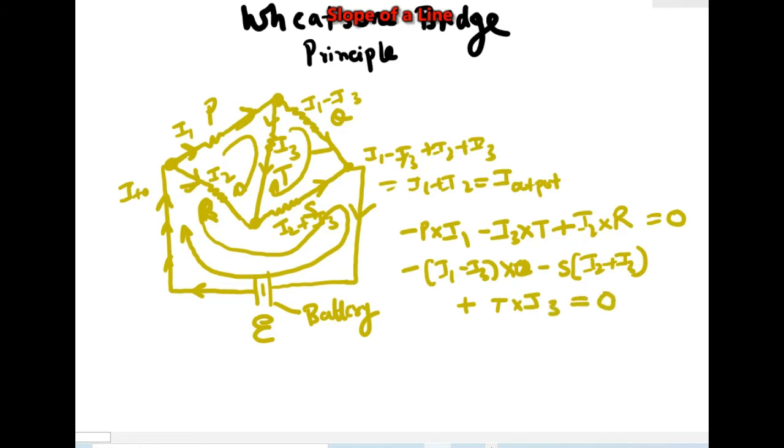And let's apply the KVL in loop number three now. If I start moving in loop number three, this is my battery, and you can see it's a gain in potential. So plus the battery EMF. If I go to R, it's a loss because of the loop direction, so minus I2 into R. And let's move on, so it will be minus I2 plus I3 into S. And this will be equal to zero. So you have three equations, 1, 2, 3.